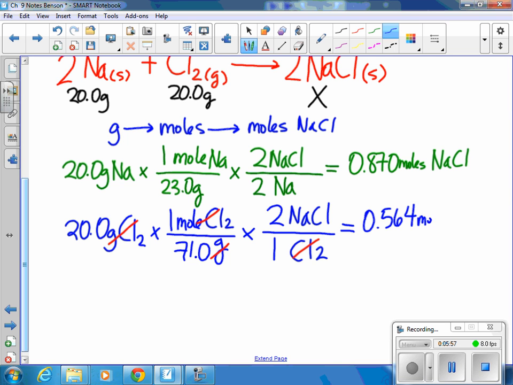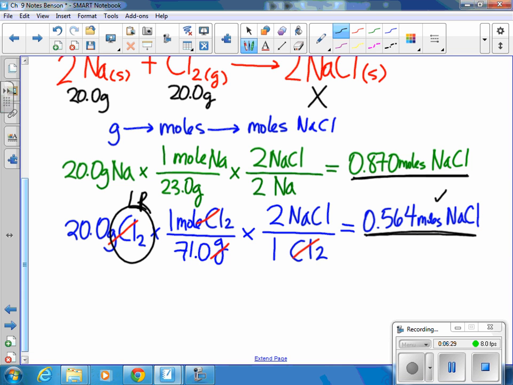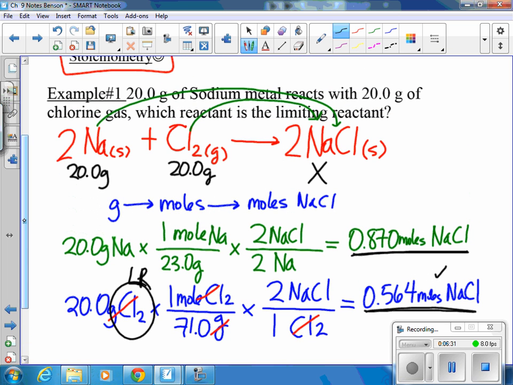0.564 moles of NaCl. Now, only now can I take a look and see what my limiting reactant is, because I have both of my reactants, which are on the left-hand side, to the same product. So because they are the same, now I can go ahead and say that this one right here, the 0.564 moles of NaCl, is less, so this starting material is going to be my limiting reactant. So that means that this chlorine right here is my limiting reactant. And a lot of times you'll see me circle it way up here in my equation. This is my limiting reactant.